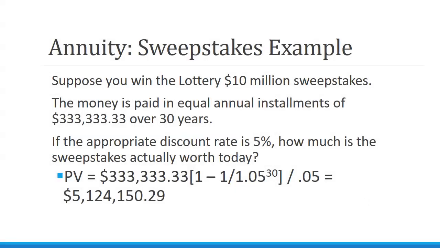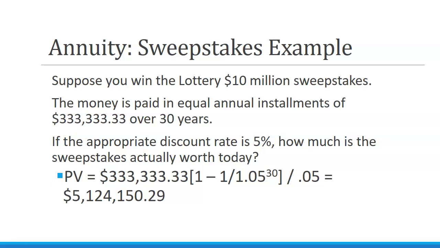Okay. What if we won the lottery and it was a $10 million sweepstakes? And you often hear from the lottery that you can take a lump sum or an annuity. If you take the lump sum, the total lump sum is the present value of what the annuity would be paid over a number of years. So if you get an annuity, you are paid $333,333.33 a year every year for 30 years.